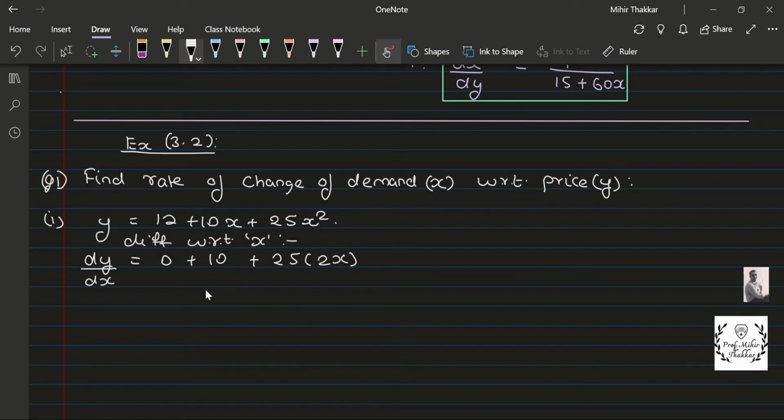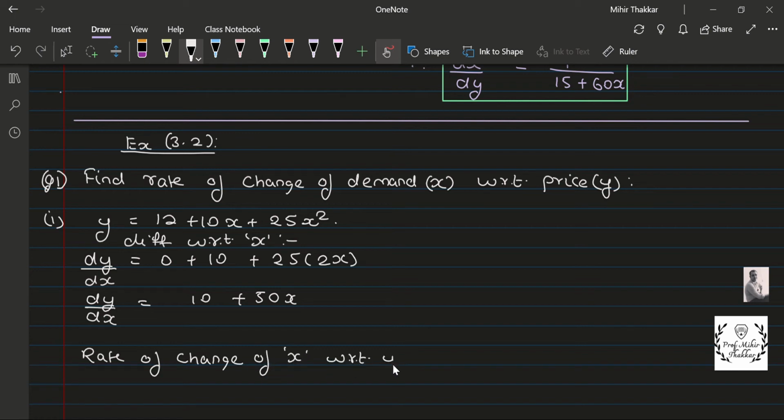Just as we did it now. So the answer is 10 plus 50x. This is the value of dy by dx. When we want to find out rate of change of x with respect to y, it means I have to find the value of dx by dy. And what is dx by dy? 1 over dy by dx.